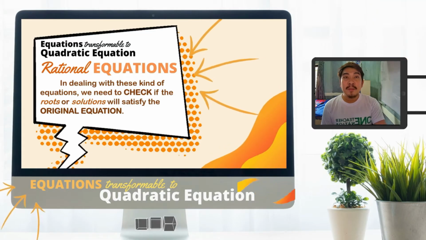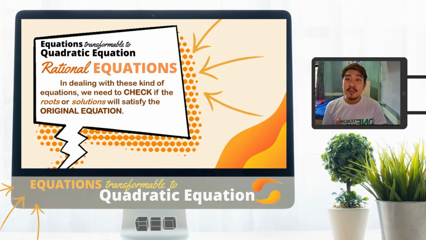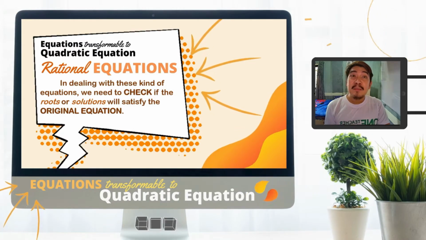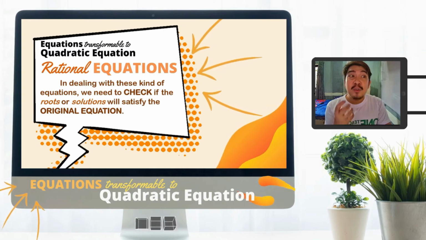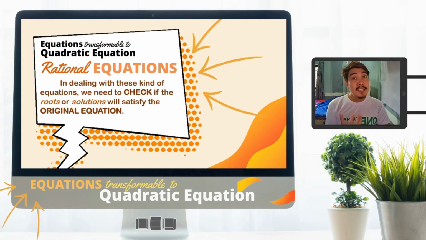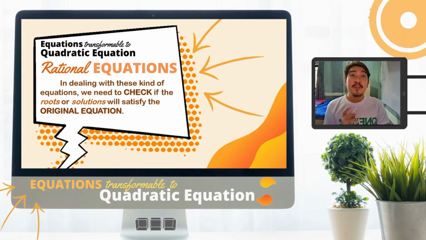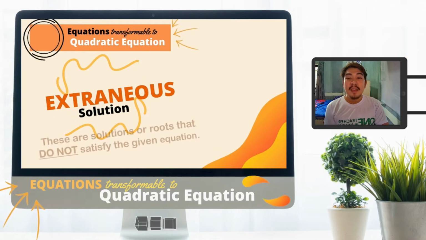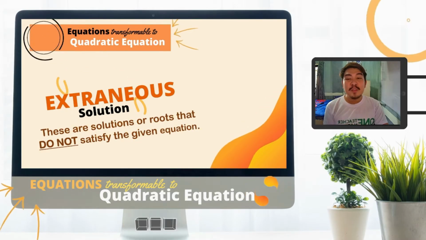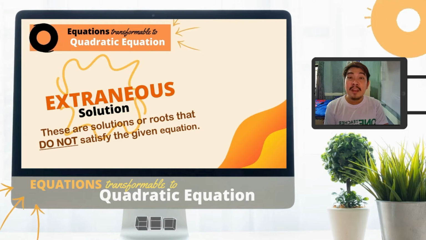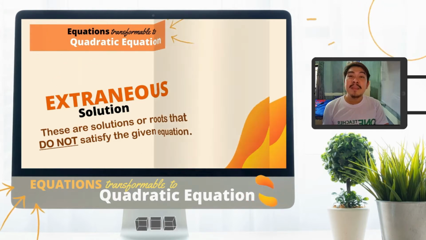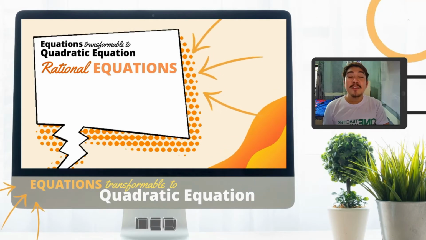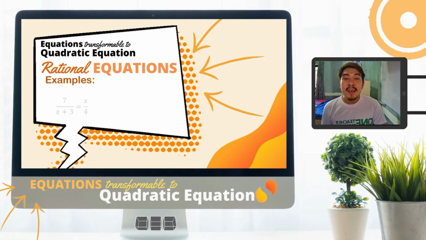the original equation. Pero ano namang tawag doon sa mga solution na hindi magsasatisfy doon sa original equation? Kasi nangyayari na merong ibang mga values ni x or ng mismong variable na hindi siya magsasatisfy. So those roots and solutions are what we call extraneous solutions. Okay? So these are solutions or roots that do not satisfy the given equations. So let us have some examples of rational equations na pwede natin i-transform into a quadratic equation. So here are some examples.